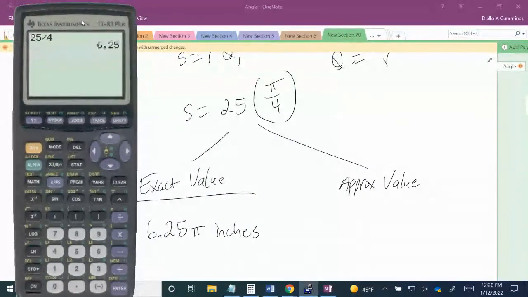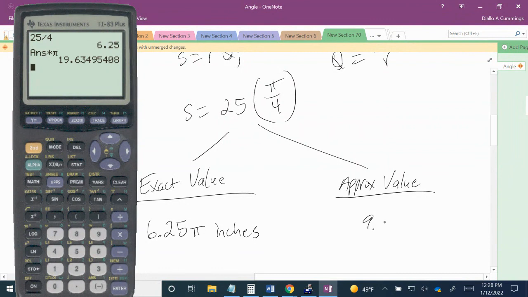Now, here's the approximate value. For the approximate value, I'm going to take 25, divide that by 4, but this time I'm going to multiply by pi, and this is the approximate answer, 19.63 inches. The instructions will be more specific on which place value you are to round. So we get 19.63 inches as the approximate value.